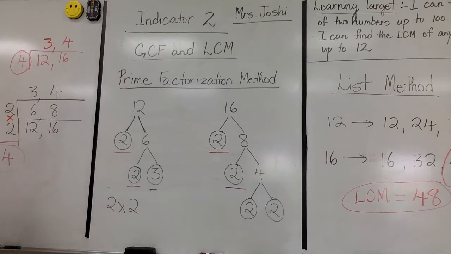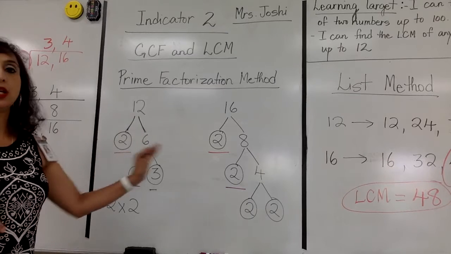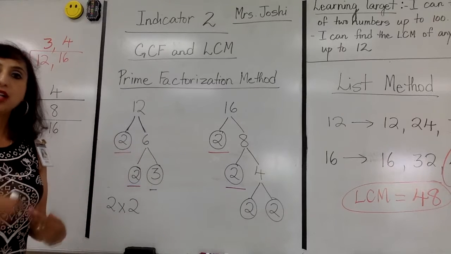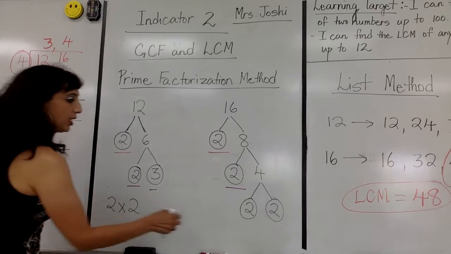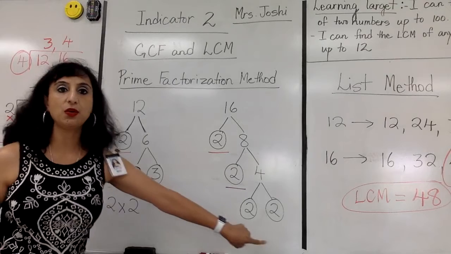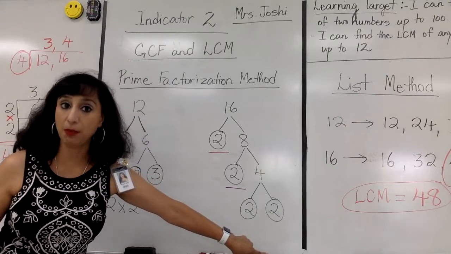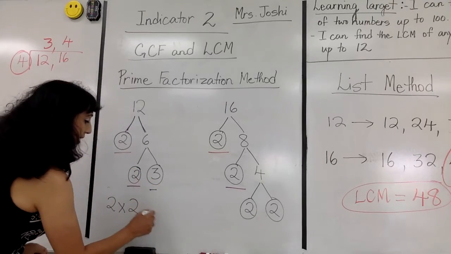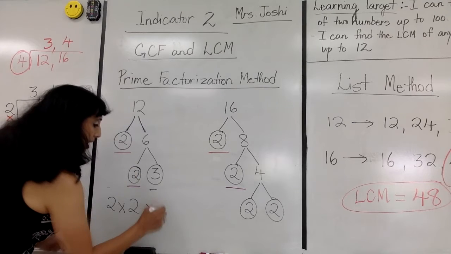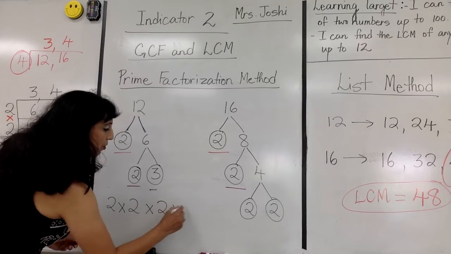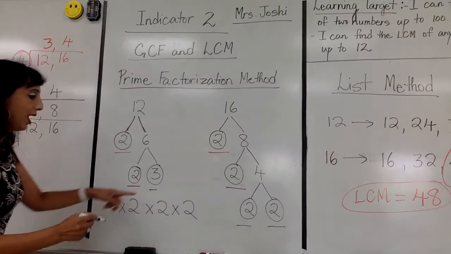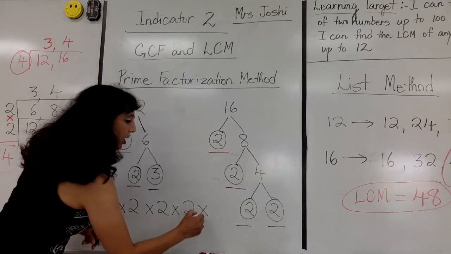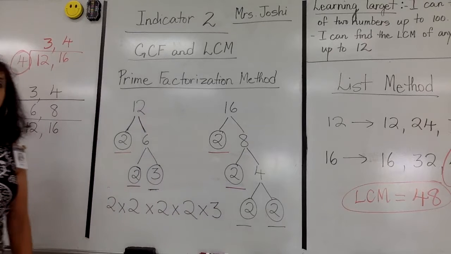So we have the common factors written out only once. And then we also include the uncommon ones. In this case, I have 2 and 2 over here, which haven't been repeated. So I am going to write that again. We have this 2, we have this 2 not repeated, and this 3, which is not repeated.